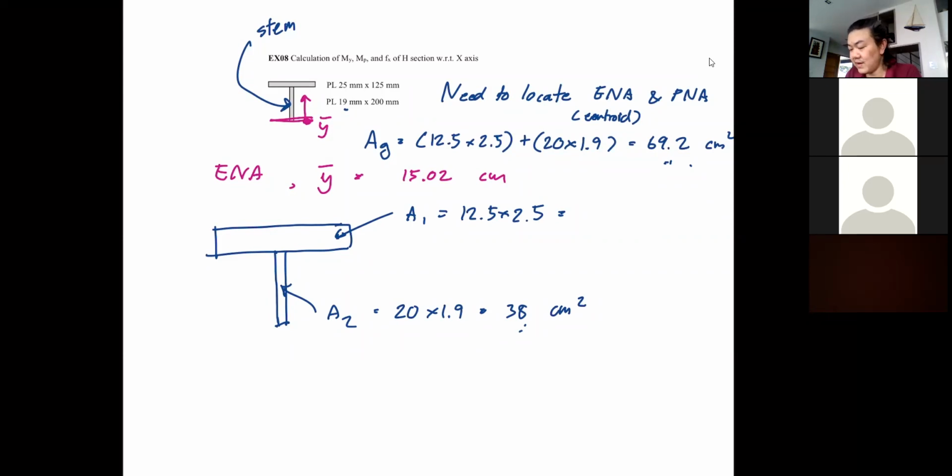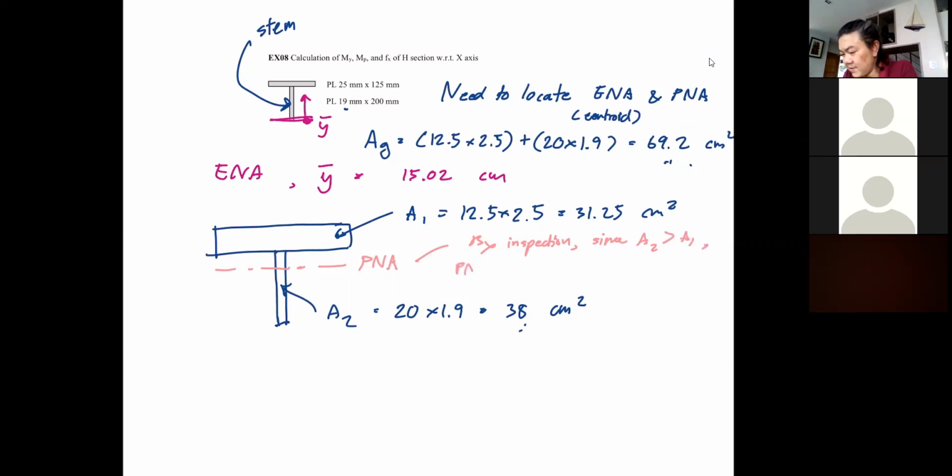Let me give you the number. This is 31.25 square centimeter. So obviously, the plastic neutral axis must be here. By inspection, since A2 is greater than A1, PNA should be in the stem.